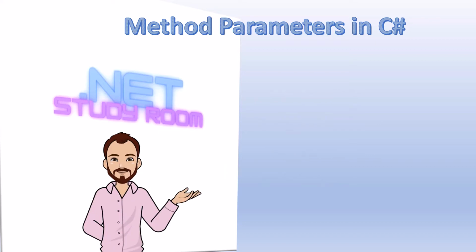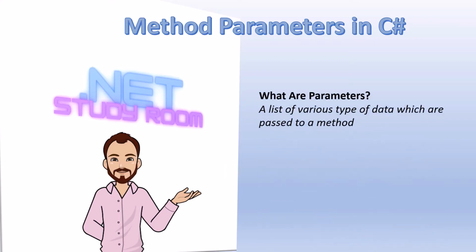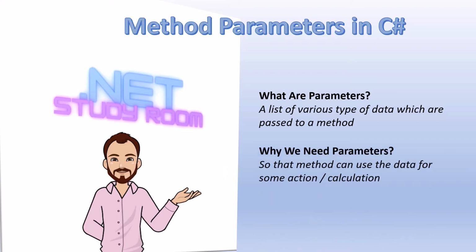So, first of all, what are these parameters? And why do we even need to have them? Parameters are a list of multiple types of data, which we pass to a method. The method then may use these data for taking some sort of action, or may use them in some calculations.